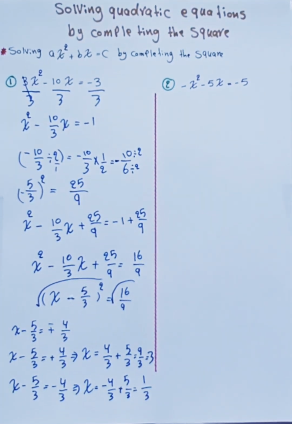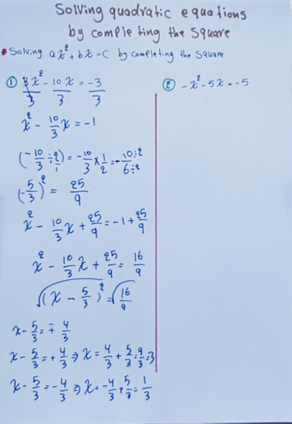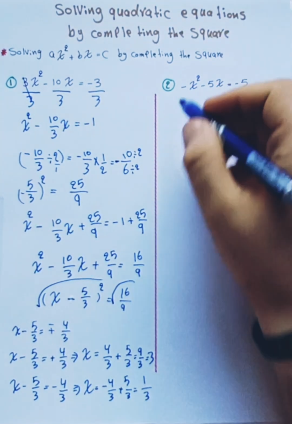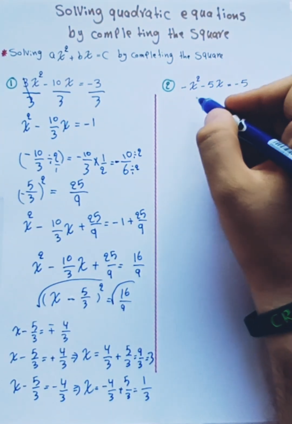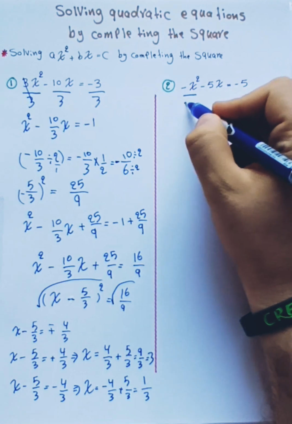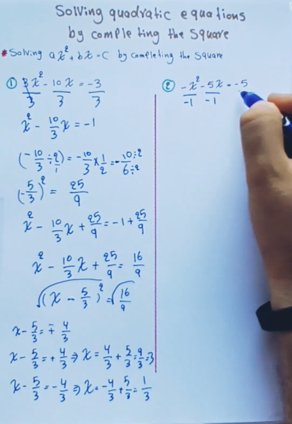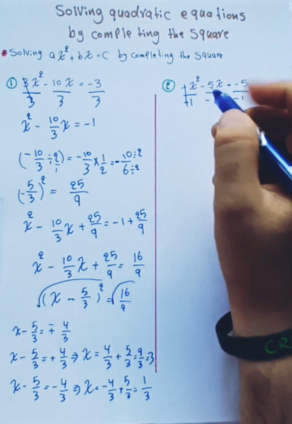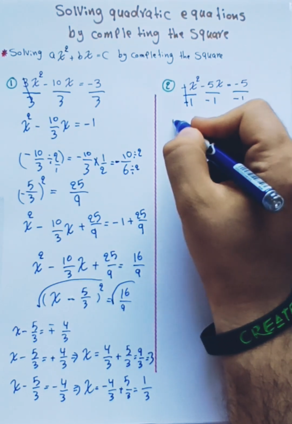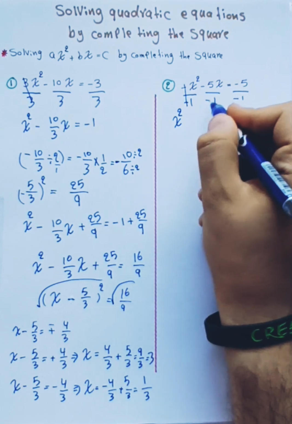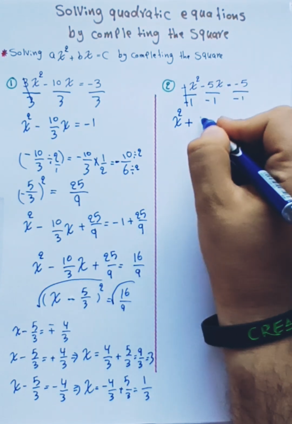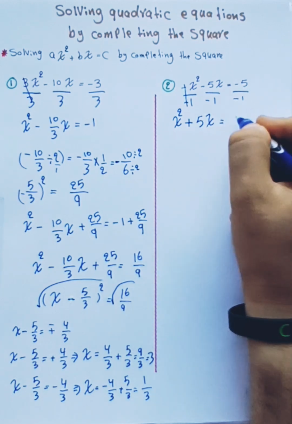Example number 2, we have negative x squared minus 5x equal to negative 5. First step, we have to get rid of this negative, so you have to divide each term by negative 1. So these two negatives cancel, x squared stays, these two negatives will be positive 5x equal to 5.